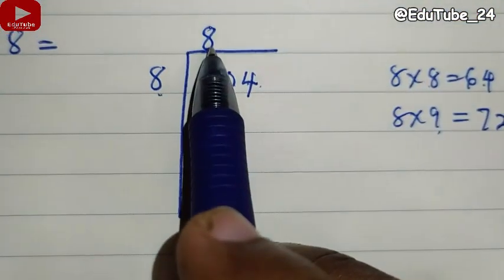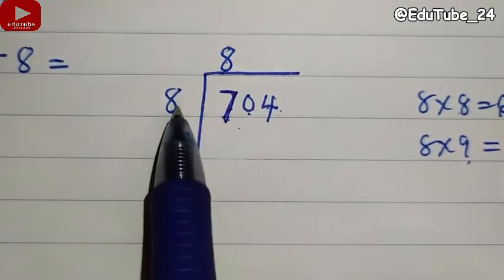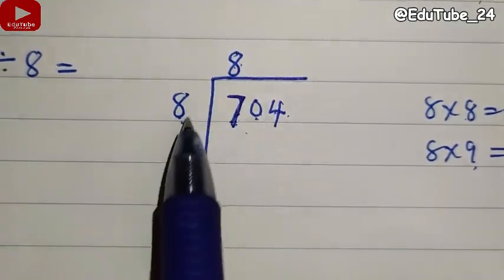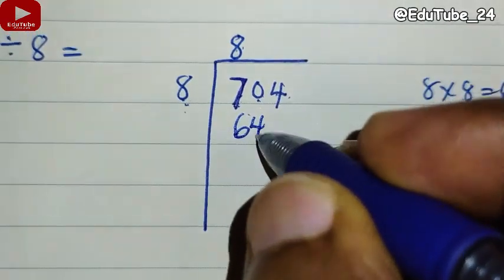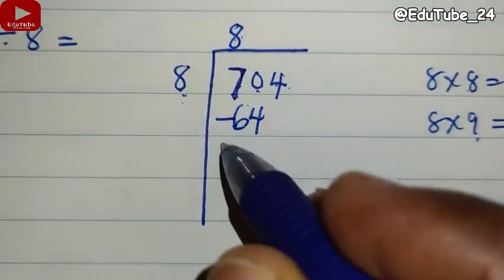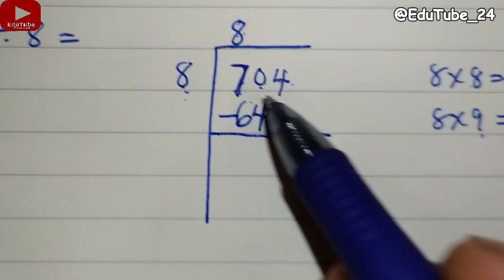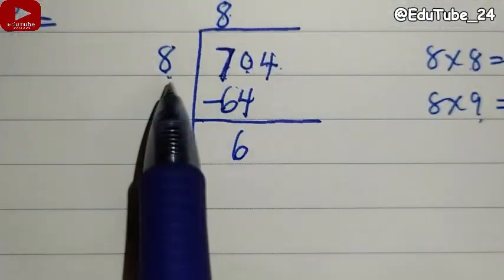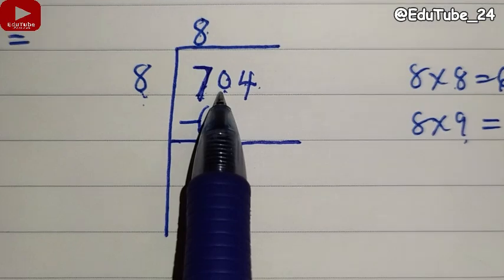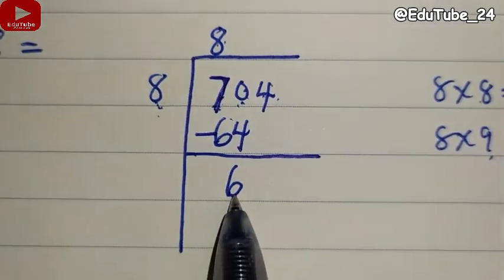Then the answer I've gotten, which is my quotient here, I will use it to multiply my divisor. So I will say 8 times 8, and that will give me 64. I'm going to take away the 64 from the 70 to find out my remainder. 70 take away 64, I'll be left with 6. So that means 8 in 70 gives me 8, remainder 6.